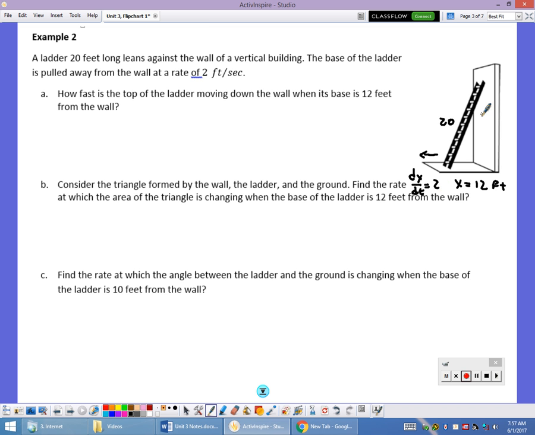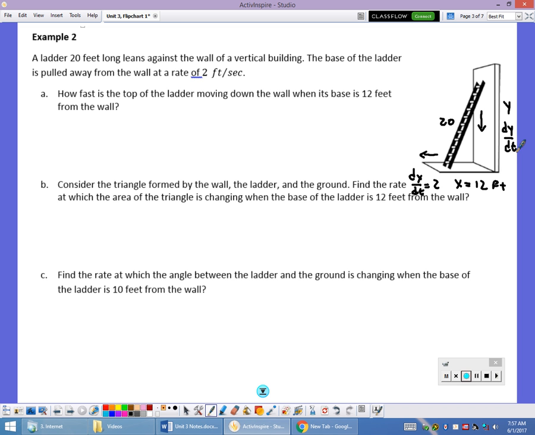Then the ladder's coming down the wall. I'm going to call this the y variable, and I want to know dy/dt. When I solve it, it's going to be negative because that distance is getting shorter. That's important. You have to know that when the distances are getting shorter, you always have to represent the rate of change as being negative.